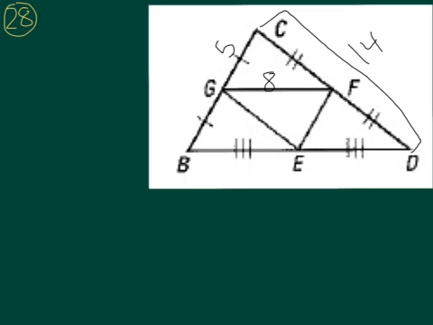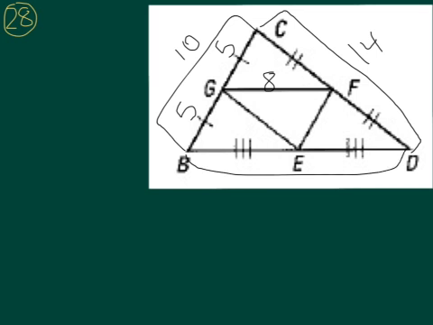Because GC is 5, that means that BG is 5 because those are marked as congruent. So that means that BC is 10. Now I just need my third side, BD. I know that GF is 8, and GF is half of BD because it's a mid-segment. So that means that BD has to be 16. We can just add those up, and that will be our perimeter. So the perimeter of this triangle is 10 plus 14 plus 16, which is 40.